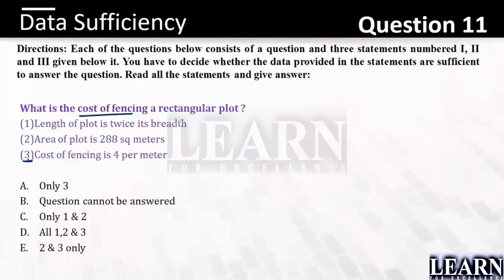If you want to know the cost of fencing, without the cost per meter or without any cost, you're not able to answer the question. It means 3 is mandatory. I can eliminate this one. Now look here, I'll move on with only 3.